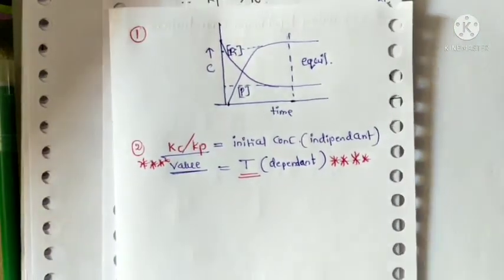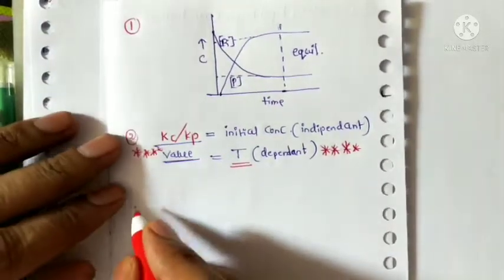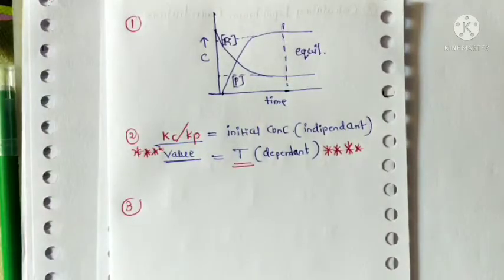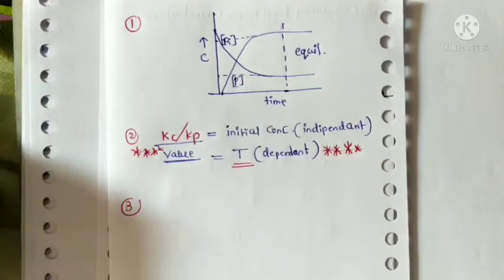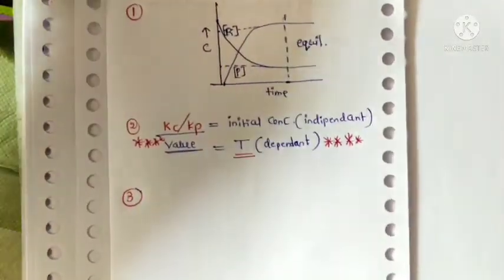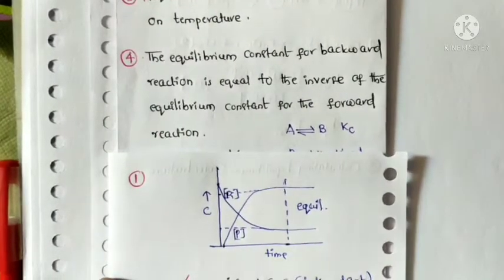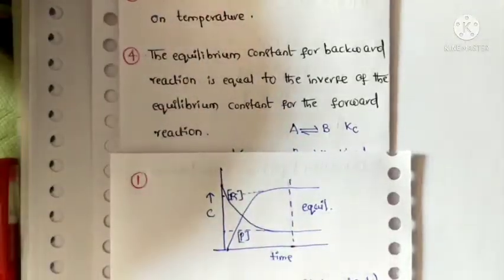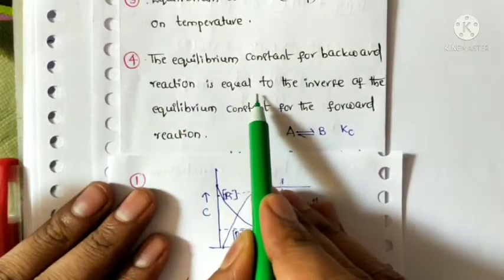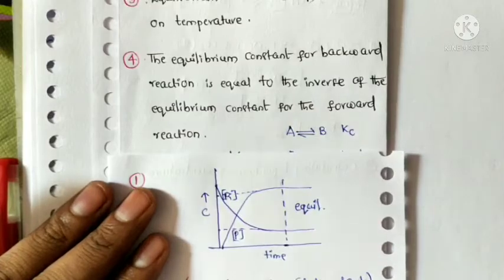And the third important characteristic. So next, the important characteristics of the equilibrium constant: the equilibrium constant for the backward reaction is equal to the inverse of the equilibrium constant for the forward reaction.